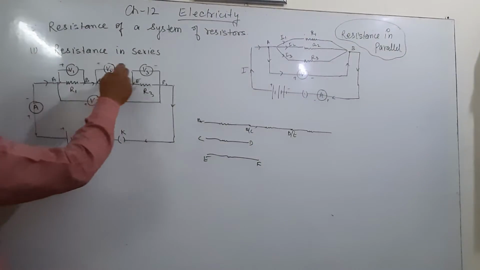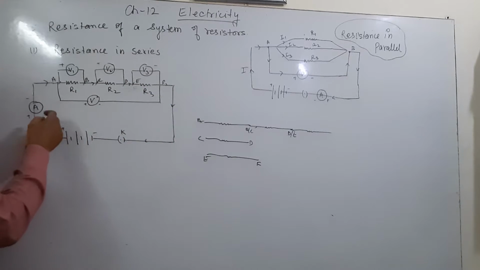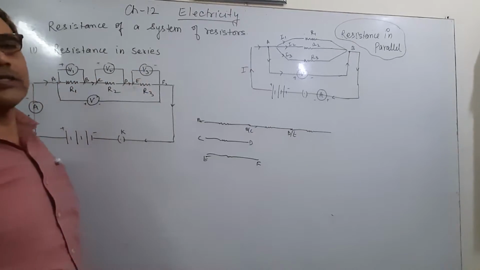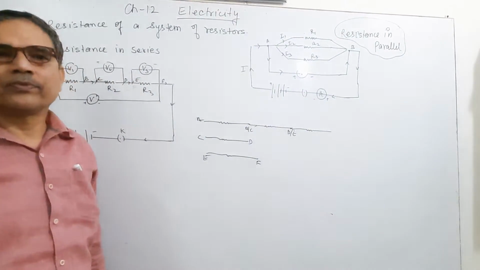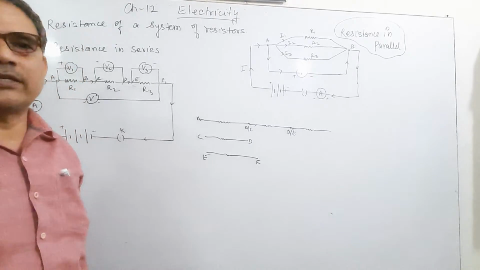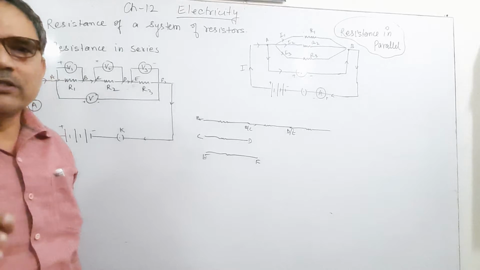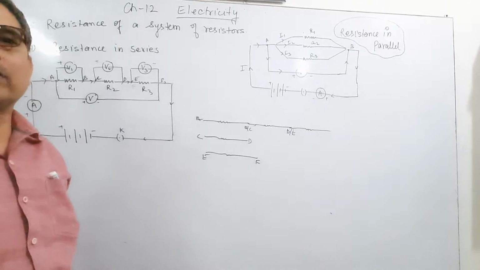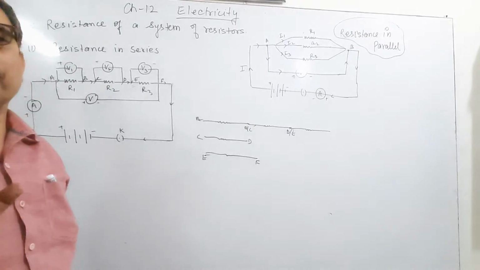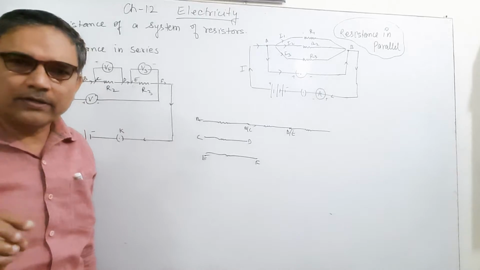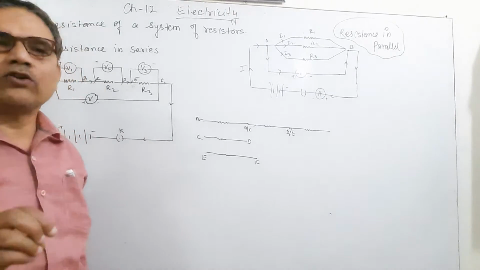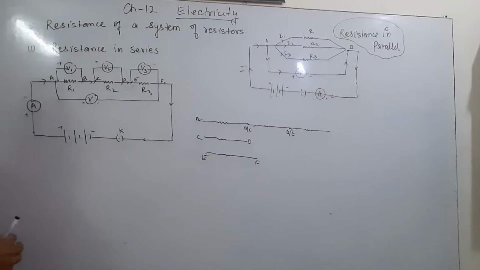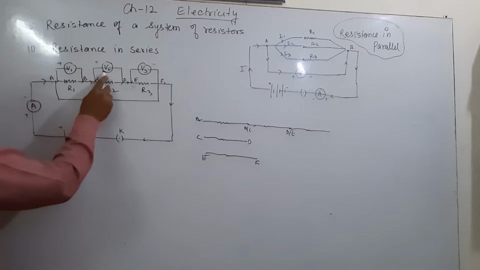It means in a series circuit, the total potential difference is equal to the sum of the potential differences across the individual resistances, or we can say in series the potential difference is different for the different resistors. If the value of resistance is different, then automatically the potential difference is also different. It means V is equal to V1 plus V2 plus V3.